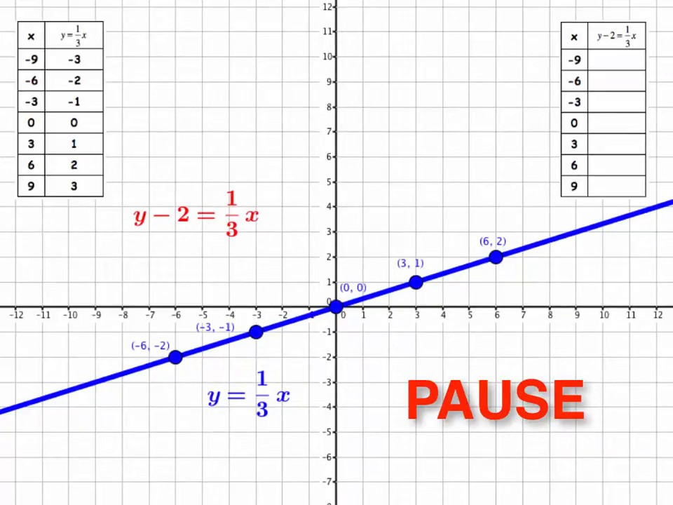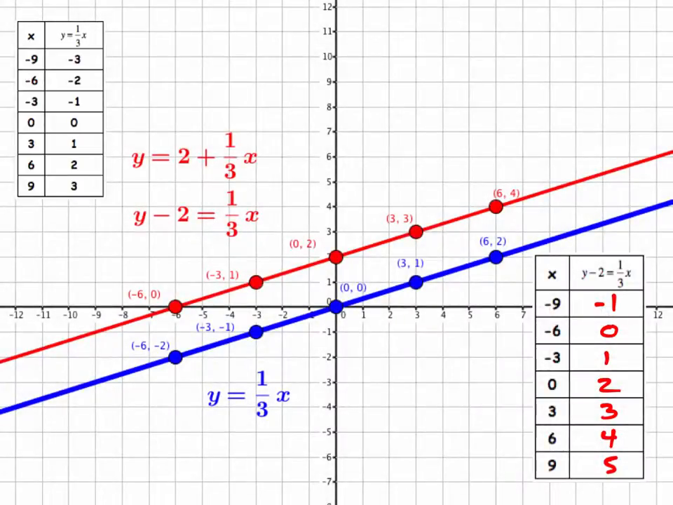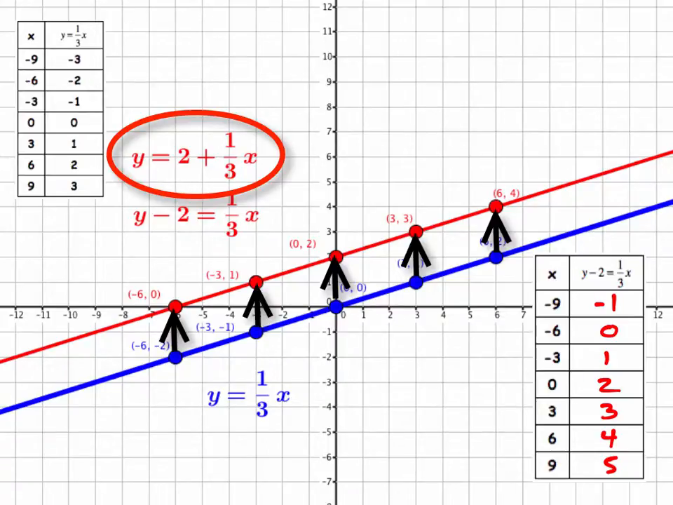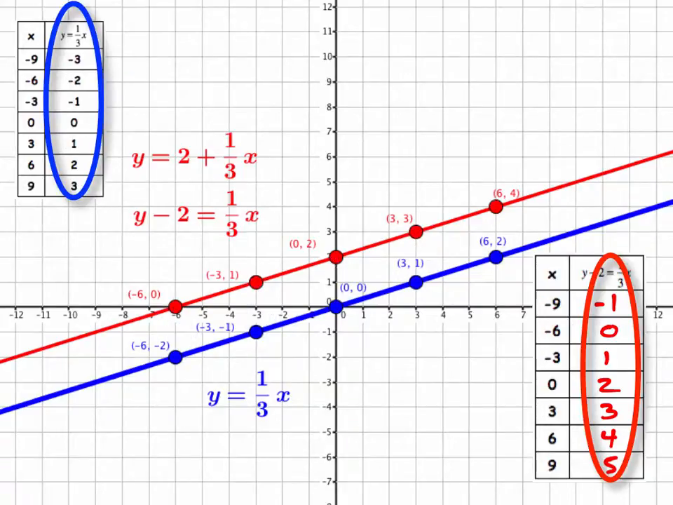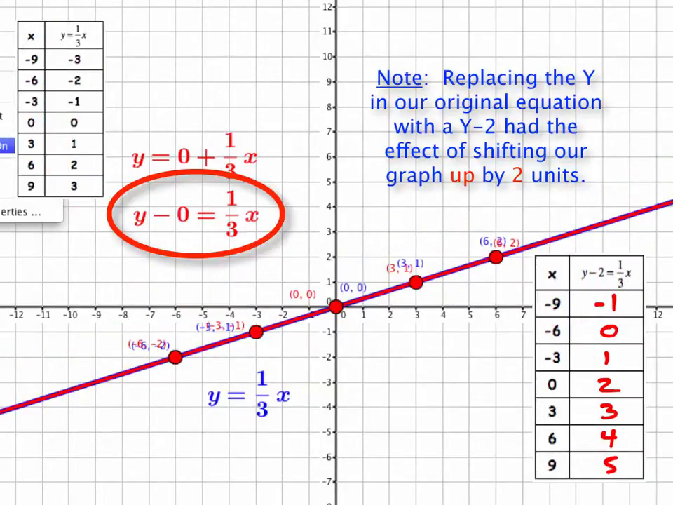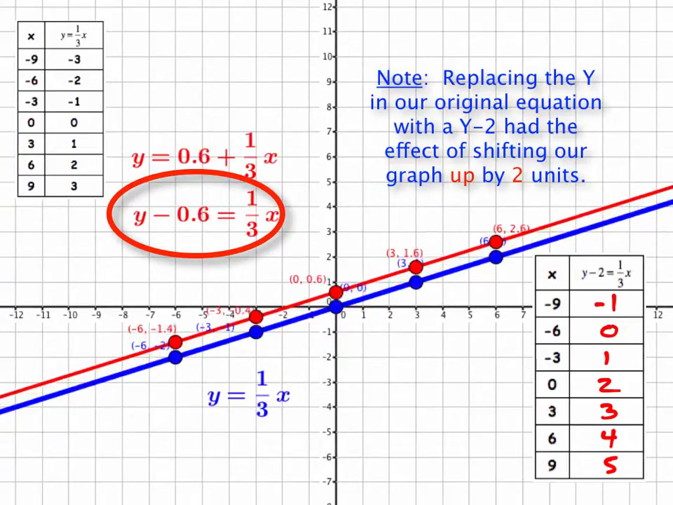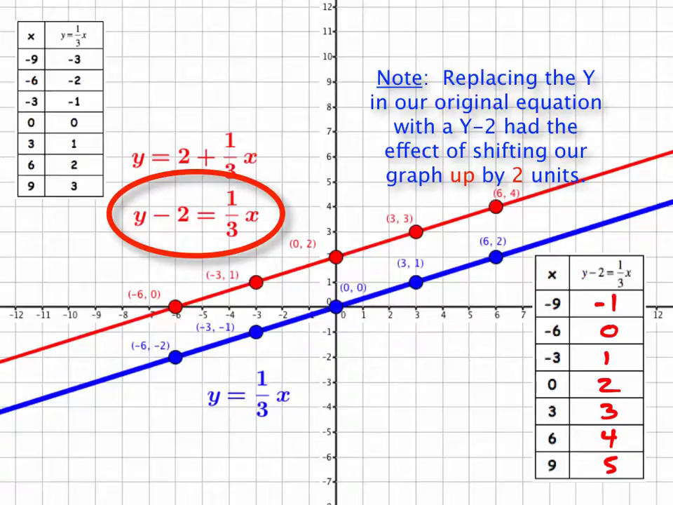All right, of course, it was probably easiest to put this in slope-intercept form again. Exact same slope, that's why they're parallel lines. Of course, this new equation has a y-intercept of 2, and that's why this line is exactly 2 units higher than the one before. For the exact same x value, the y value has to be 2 larger now, and hence replacing the y in y equals 1/3 x with a y minus 2 had the effect of shifting our graph up exactly 2 units.